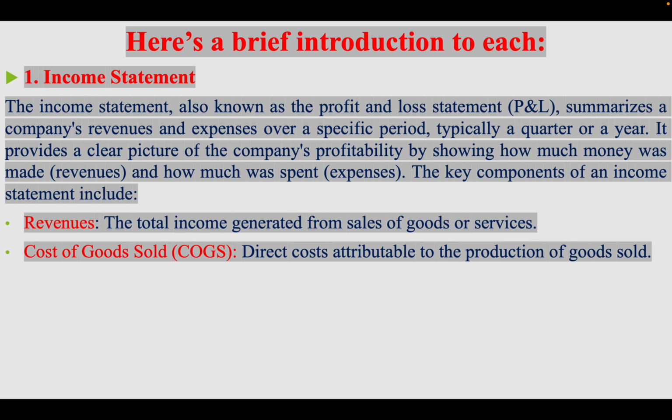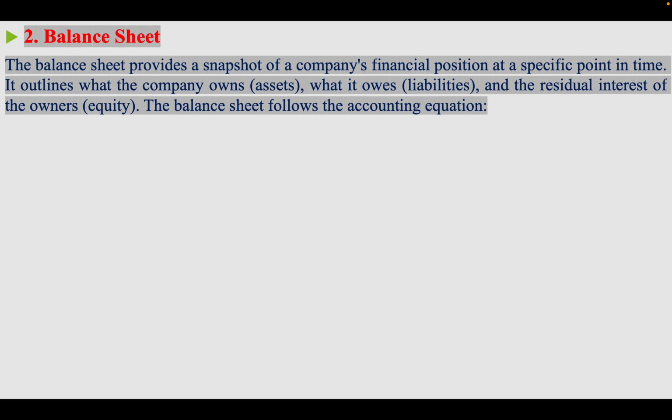Second one, balance sheet. The balance sheet provides a snapshot of a company's financial position at a specific point of time. It outlines what the company owns, that is assets, what it owes, that is liability, and the residual interest of the owner, that is equity. The balance sheet follows the accounting equation: assets equals liabilities plus equity.